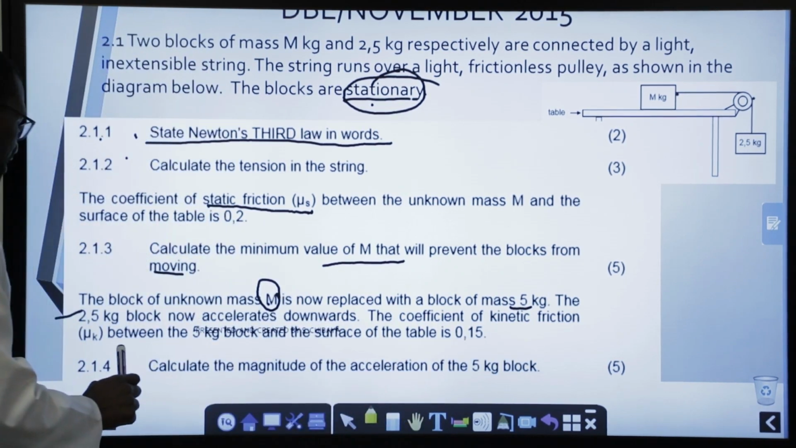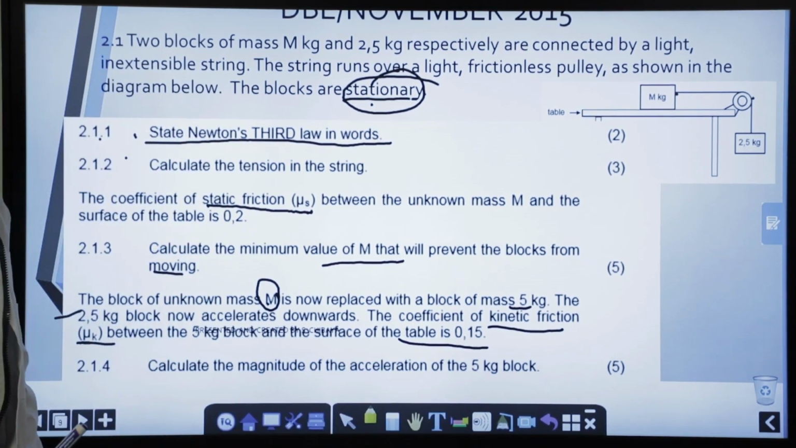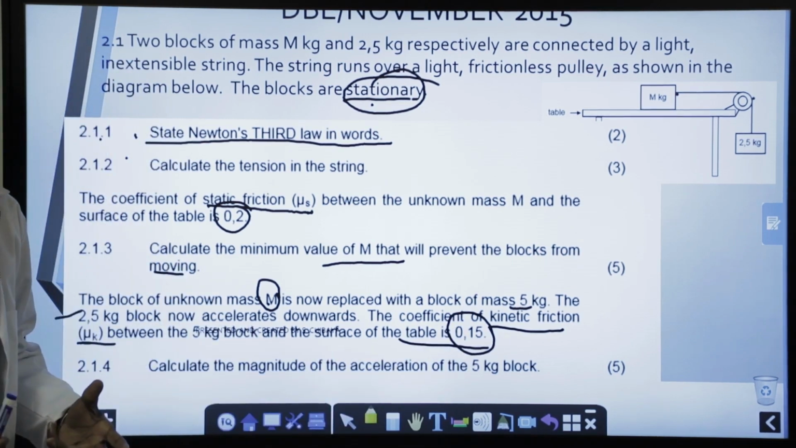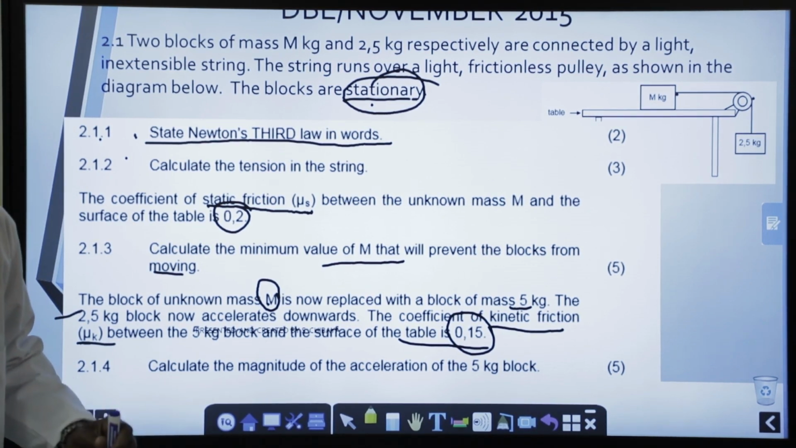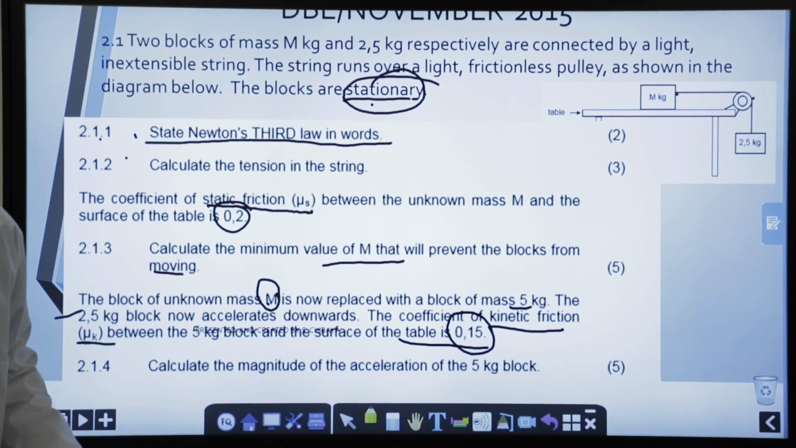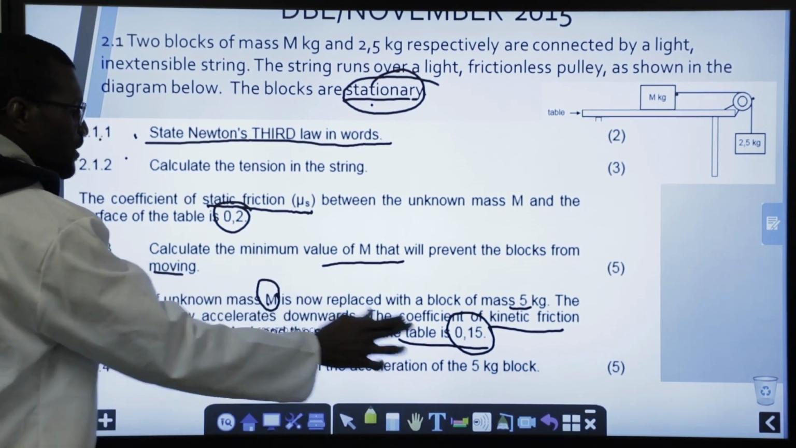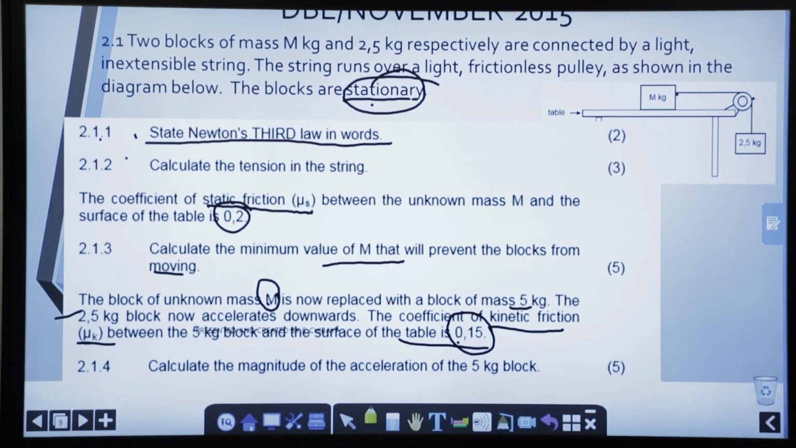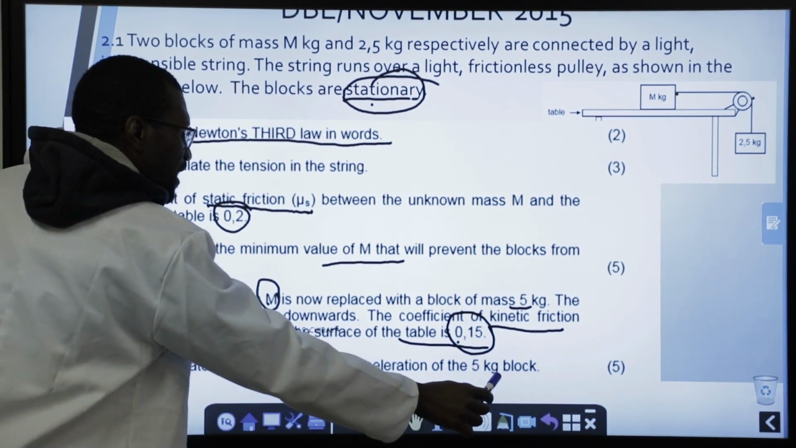The coefficient of kinetic friction, now kinetic friction comes into play, is 0.15. Now look, coefficient of kinetic friction is different from coefficient of static friction. How do they differ? Coefficient of kinetic friction is less than coefficient of static friction. Think of it this way. It's easier to move something that's already in motion than to start something moving that is stationary. So that gives us an idea as to why coefficient of static friction is more than the coefficient of kinetic friction. What does the question say? The question now asks us to calculate acceleration of the 5 kg block.